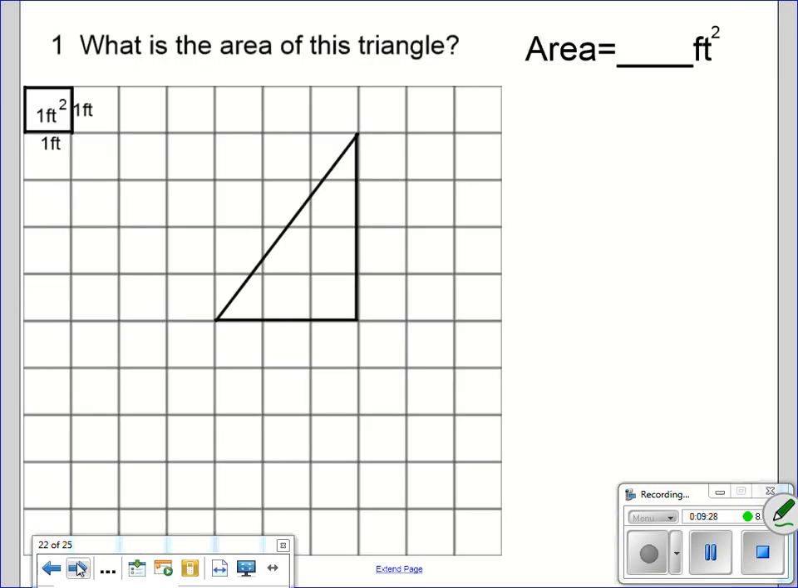Okay, let's take a look at more of these examples here. What is the area of this triangle? Let's take a look. Going up, I'm going over. My base is 1, 2, 3. My height is 1, 2, 3, 4. 4 times 3 is 12. Let's keep going.